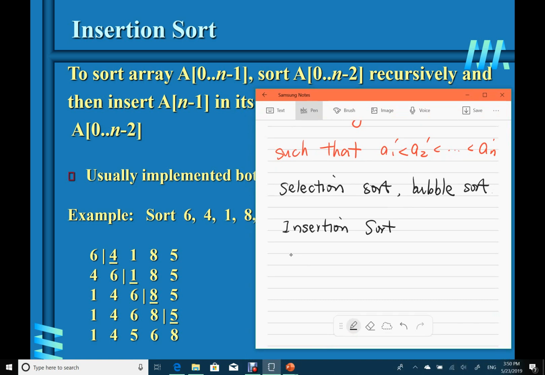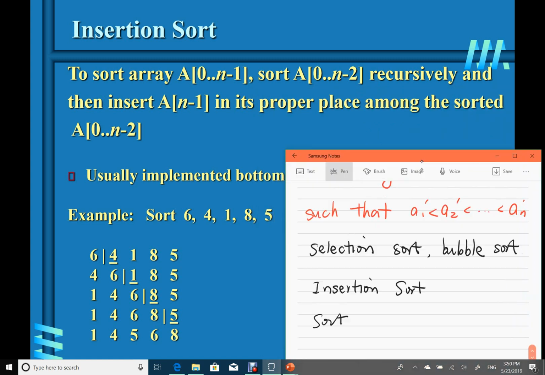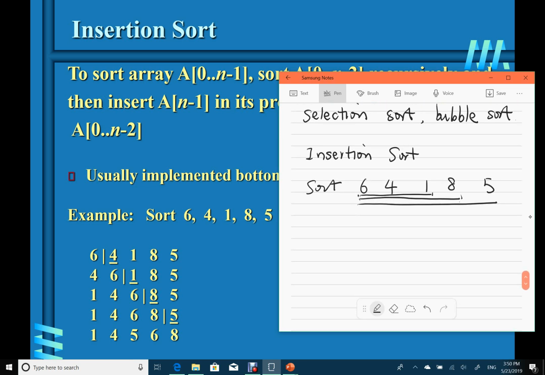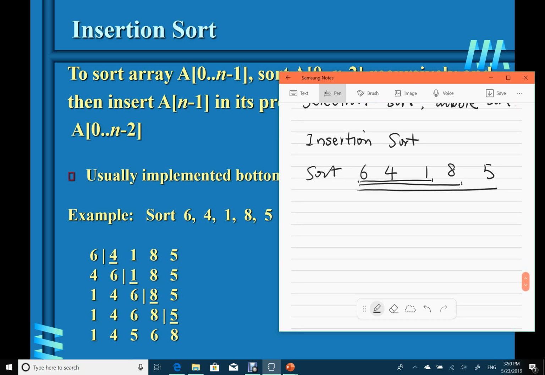For example, let's say we want to sort, usually implemented bottom up, not recursively, 6, 4, 1, 8, 5. To sort this one, we want to check that the previous 4 are already sorted, then we can insert 5 into the proper position. If you sort these 4, you want to make sure the previous 3 have been sorted. Then you insert 8 into a specific location, right? So you can see every time you assume you reduce one element.